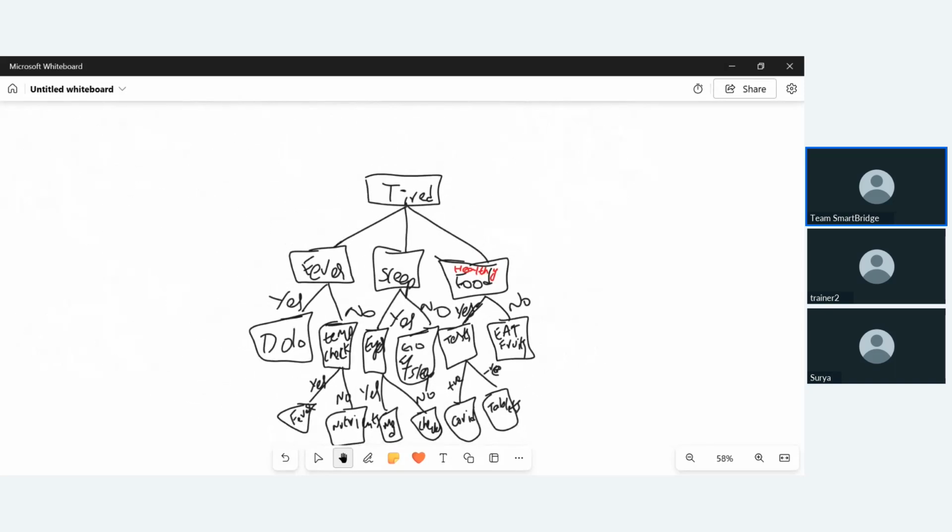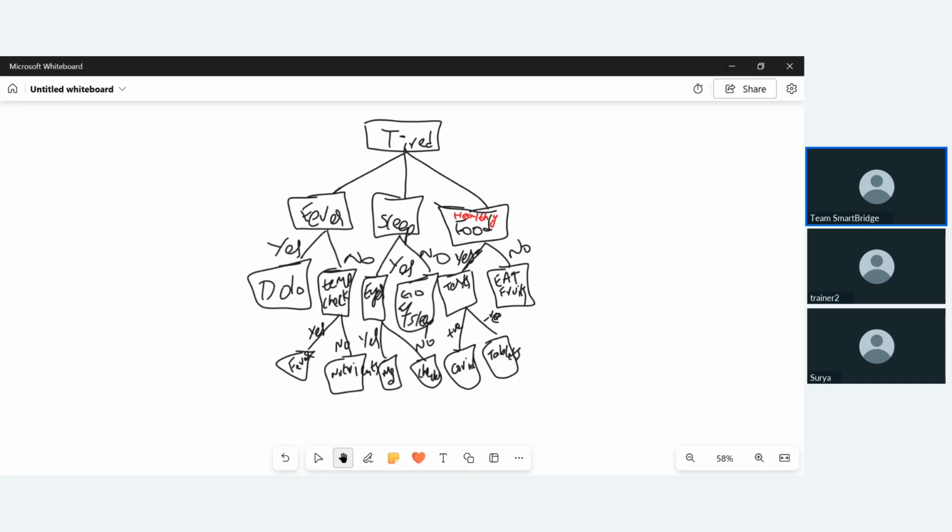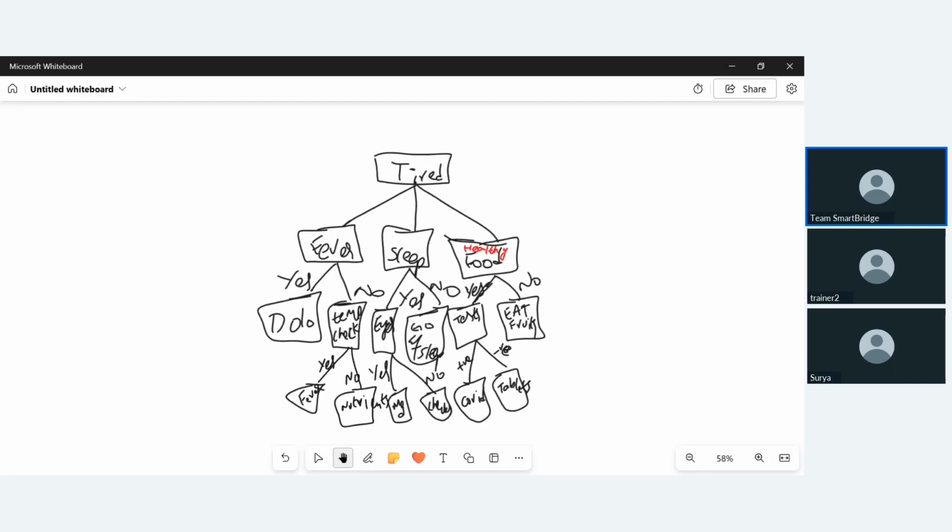I hope you guys have understood this. This is how a decision tree works. So for every node, we'll be having a follow-up question, and we'll be having the answers. Give some response whether you understood this or not, and we'll go with some other example.